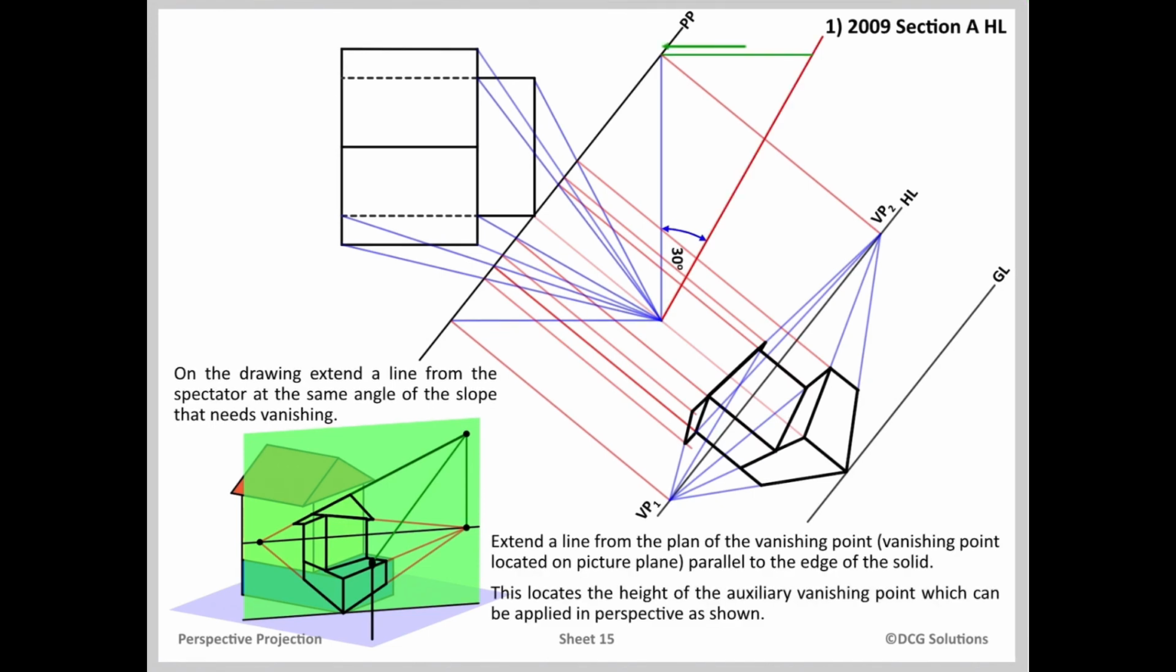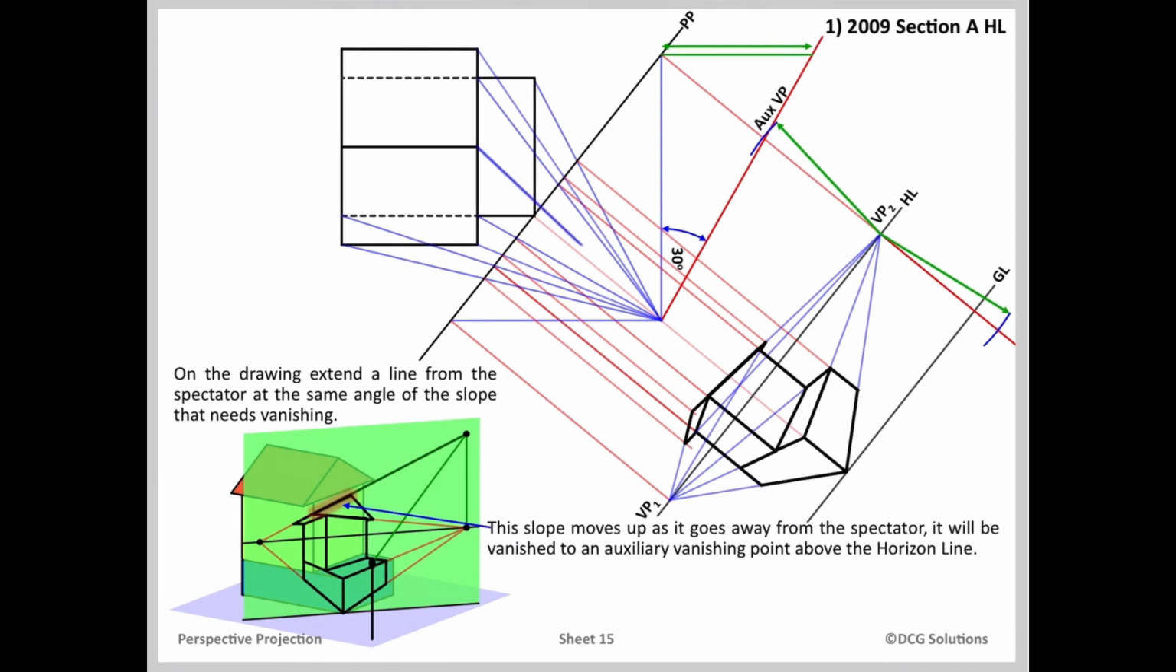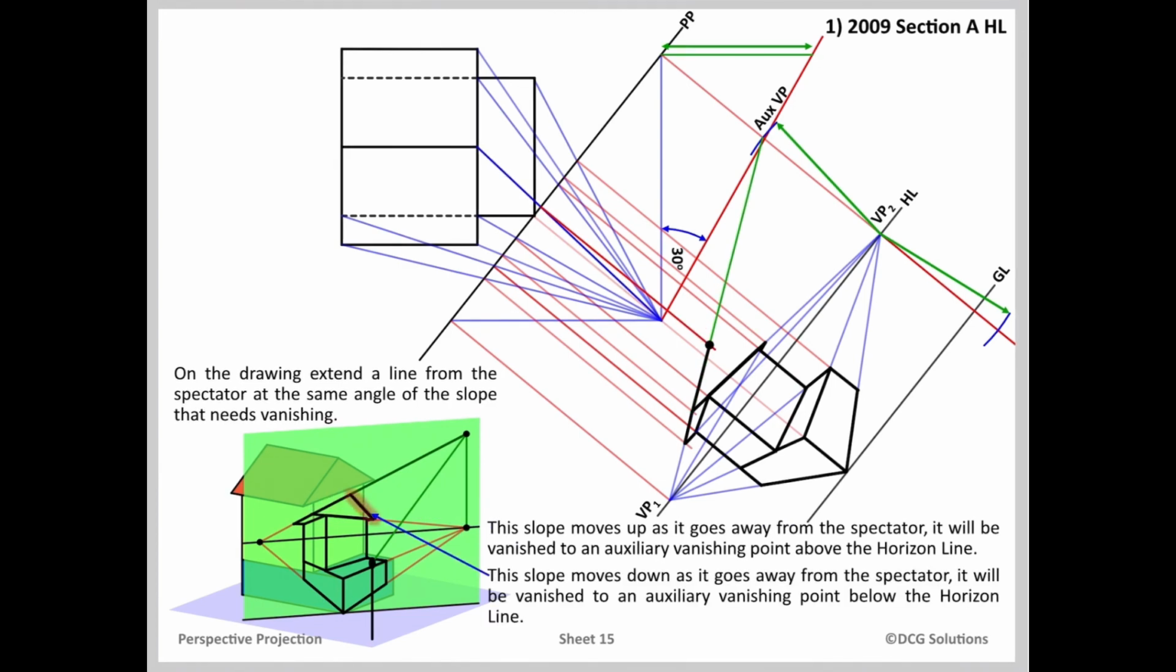Okay, so auxiliary vanishing point, green height marked above and marked below. Point vanishes back. Lo and behold, we have a roof segment, and there we go. Okay, so there is our perspective view of that question.